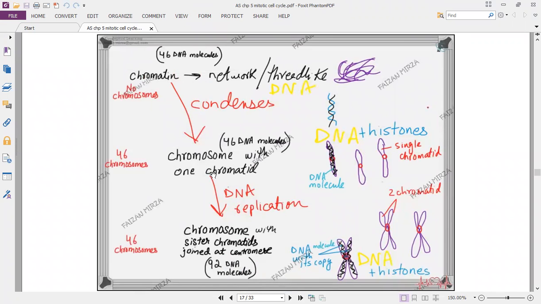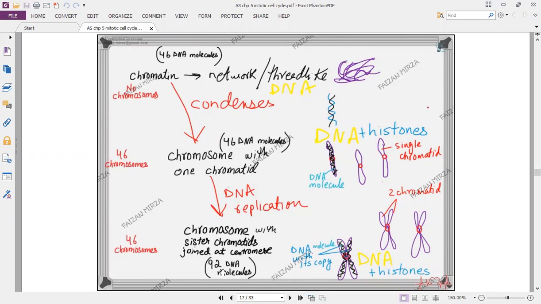Then these chromosomes, one chromatid each, since DNA replication had occurred, now have sister chromatids formed, joined at the centromere. So instead of 46 chromosomes with 46 DNA molecules, you end up having 92 DNA molecules on 46 chromosomes.